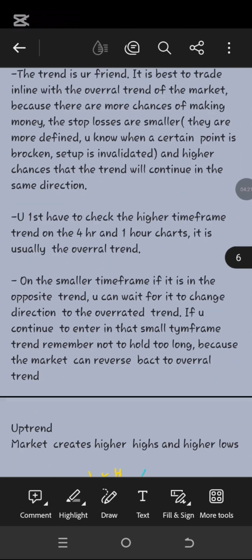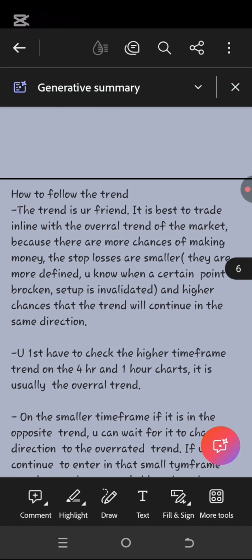In order to trade all this, you just have to understand simple market structure. Where is the market going?